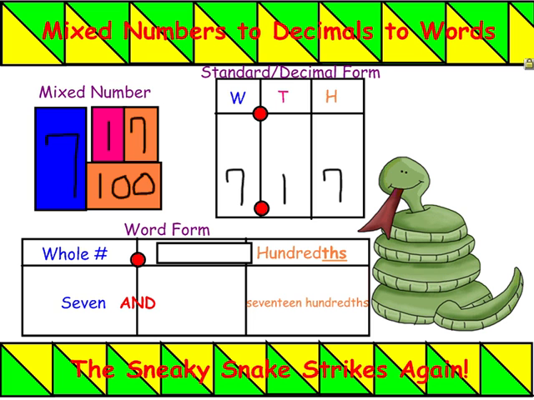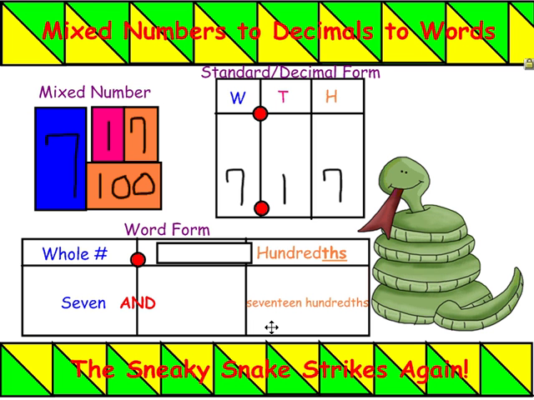7 and 17 hundredths. These all 3 match. They're all the same number. They share the same value. They're equivalent to each other. We're just looking at them in a different way with mixed numbers, standard form, and word form.